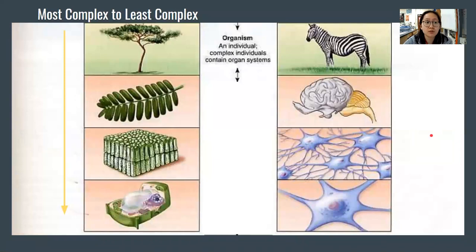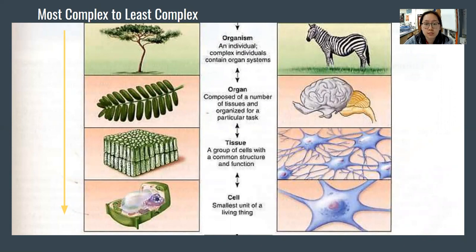So the first thing is levels of organization. We're going from most complex to least complex. As you can see, there's an organism, to an organ, to a tissue, to a cell. We're going from the top to the bottom as the most complex because an organism is made up of organ systems. Organ systems contain organs, which contain a bunch of tissues, which are made up of a bunch of cells. So you're going from the bottom to the top to build larger and more complex.